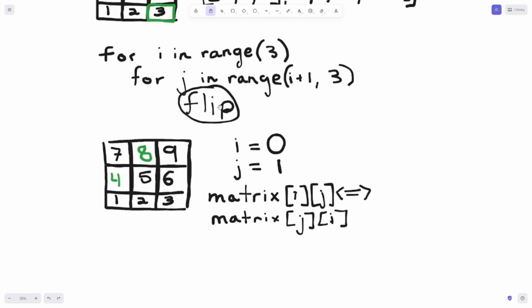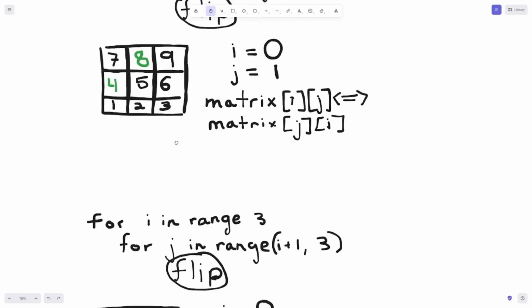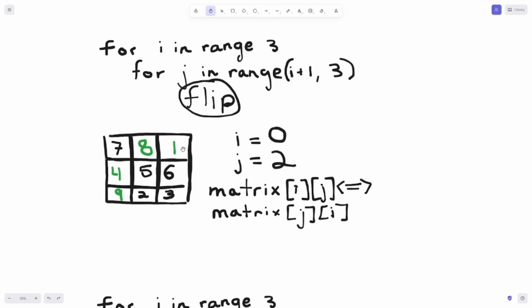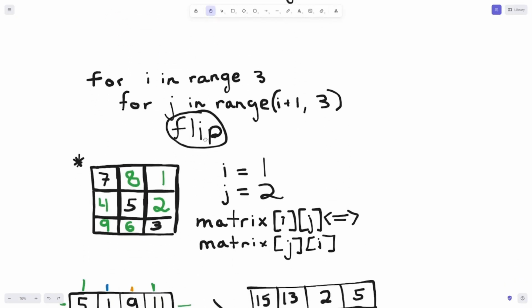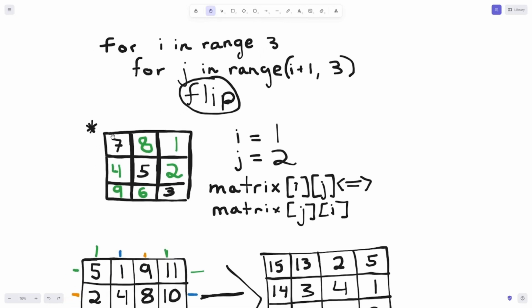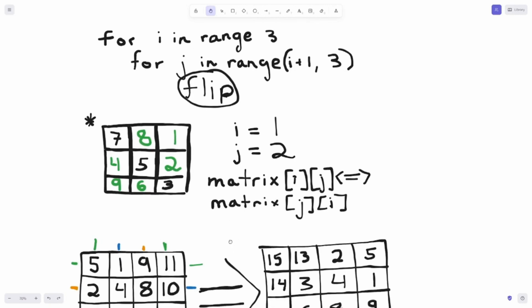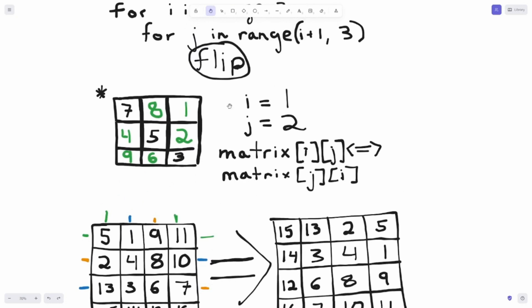So in this first example, let's start at cell 0, i plus 1, 0 plus 1, 8. So 0,1 becomes 1,0: 4 and 8. Next, 0,2 becomes 2,0: 1 and 9 are flipped. We go to the next row, so 1 plus 1 is 2: 1,2 becomes 2,1, so 2 and 6 are flipped. And this is the final result of the first example. This is the solution. Let's look at the next one.